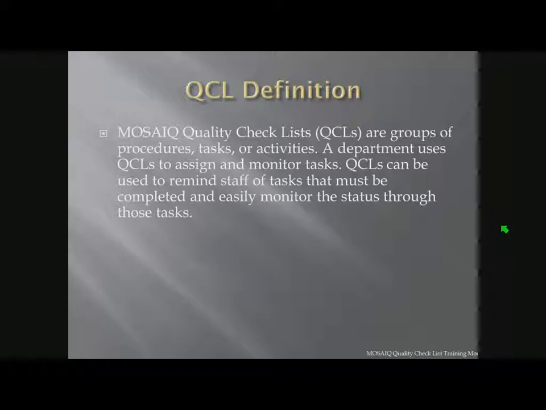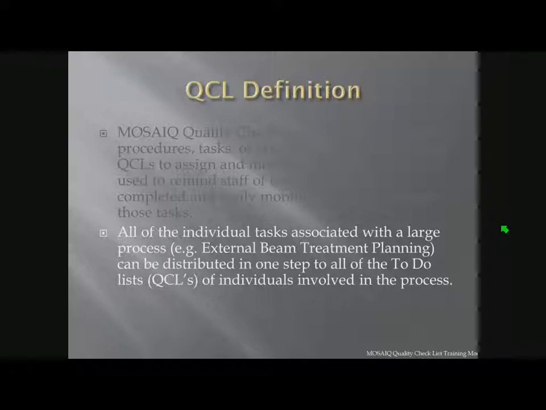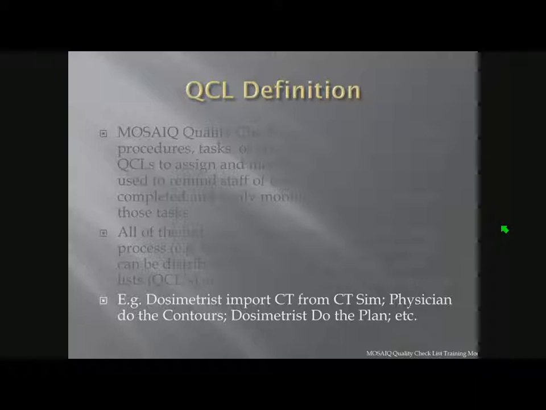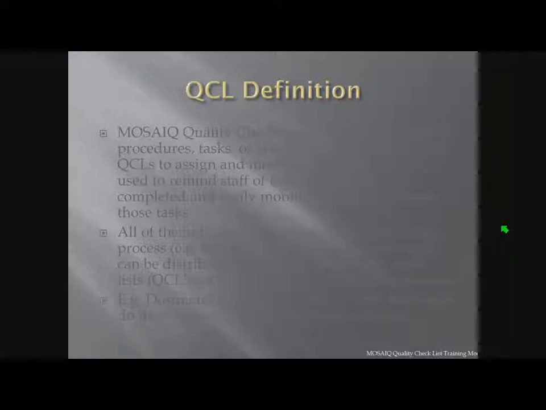That's a super useful thing that has found its way into broadening the use of the record and verify system. All of the individual tasks associated with a large process in Mosaiq can be distributed in one step to the to-do lists of individuals involved in the process. And a good example is the process by which we generate the treatment plan. So the dosimetrist has the task to import the CT from CT Sim, the physician has to do the contours, dosimetrists do the plan, etc.